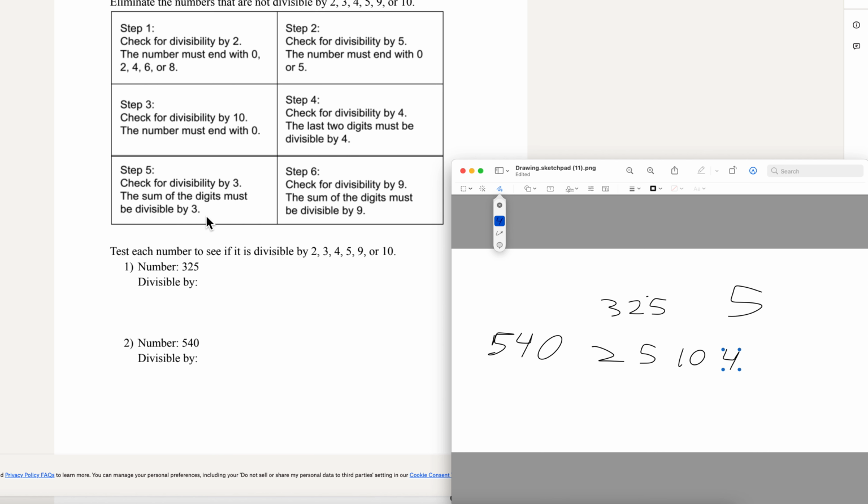5 plus 4 would equal 9, and 9 divided by 3 is 3, so this is true. And 9 divided by 9 would just be 1, so this would be all of the numbers that 540 is divisible by.